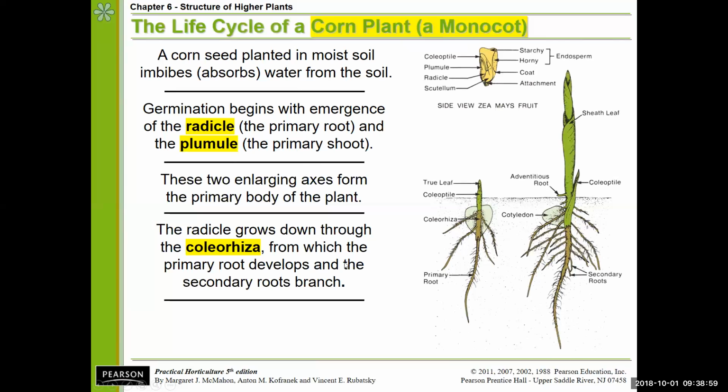Then the radicle tends to grow down through this kind of specialized root stem, if you will, known as the coleorhiza. And then from there, we have more roots being developed. So seeds are pretty amazing, really. I mean, when we look at any seed, whether it's a monocot or a dicot, everything that plant needs for its growth is contained in this one unique little package that can stay dormant for a long time. We could go on and on about seeds, but we'll talk about them later.